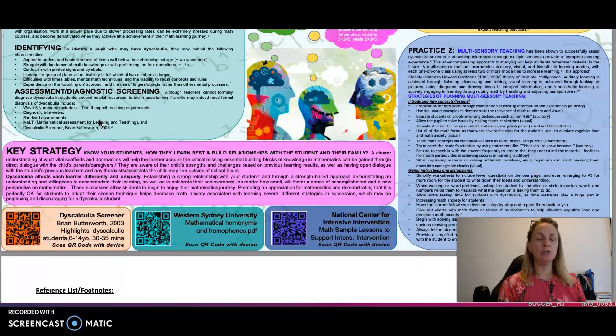The key strategy is knowing your students, how they learn, and building relationships with the student and their family. Your first port of call with a student with dyscalculia would be to speak to the parents and carers of that student, their past teachers, and any therapists and assistants that they may have out of school hours.